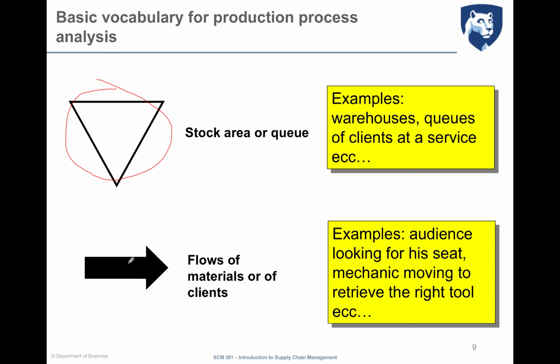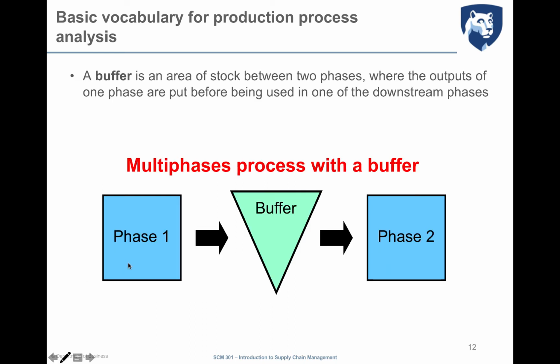between the different activities and the different phases. This is an example. We have a very simple production process which has just two phases, phase 1 and phase 2. So it is a multi-phase process because we have two phases. And we are saying that phase 1 produces for a buffer, so an area of stock between two phases where the output of one phase is put before being used in one of the downstream phases.